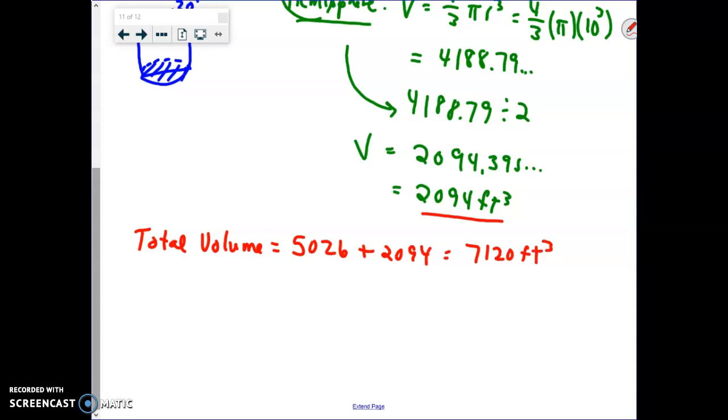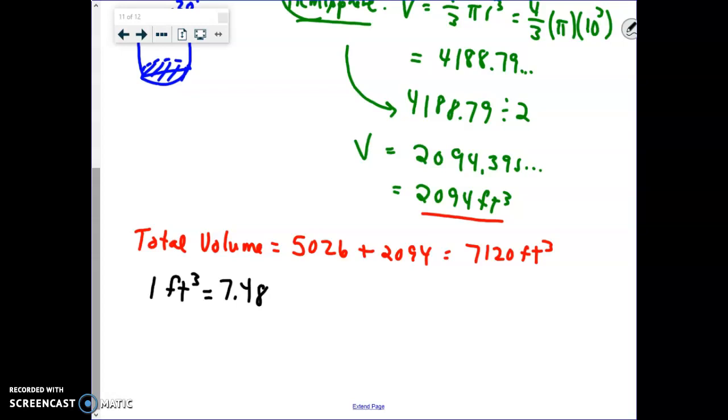Now, the only bad thing is, it wants to know how many gallons. So we're going to have to do a little conversion. You're going to have to figure out again how many cubic feet are in a gallon. Well, if you go to your conversion sheet, or you just Google it, 1 cubic foot is equal to 7.48 gallons.